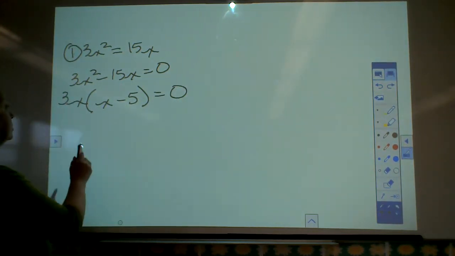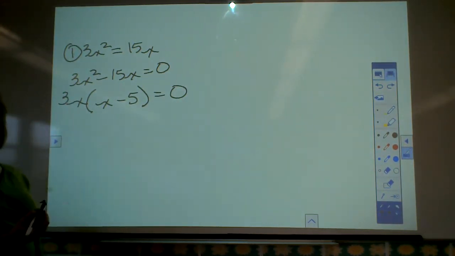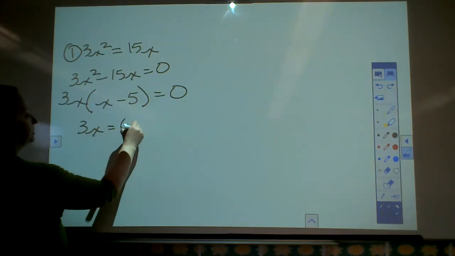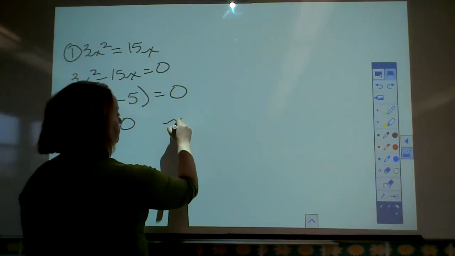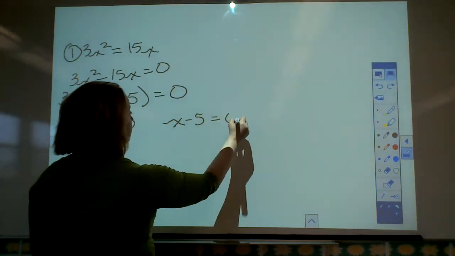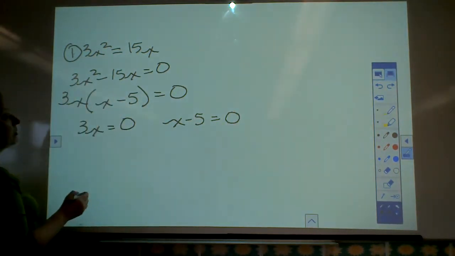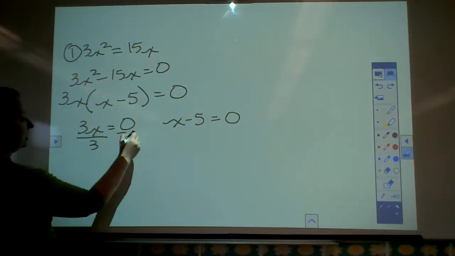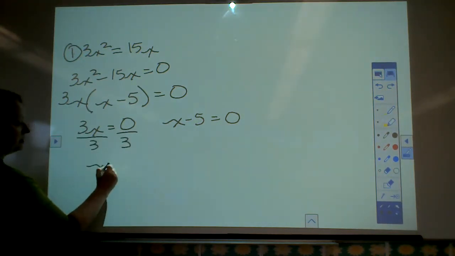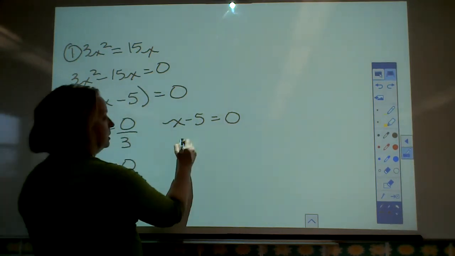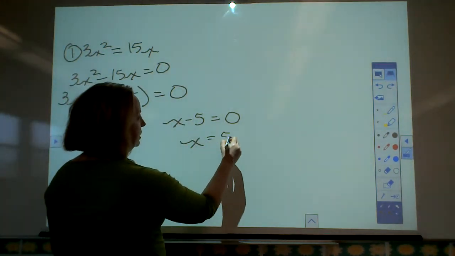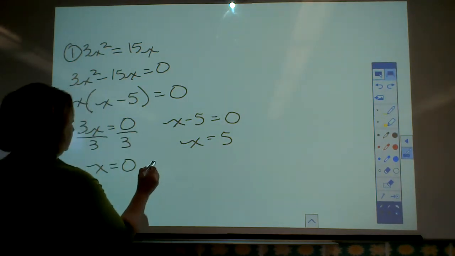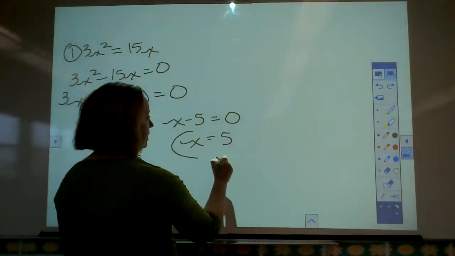And then I'm going to take each of these factors and set it equal to 0. So it's going to become 3x is equal to 0, x minus 5 is equal to 0. And then you just solve for x here. So we're just going to divide by 3. Well, 0 divided by anything is still 0. We're going to move the 5 over and get x equals 5. So the roots are going to be 0 and 5.